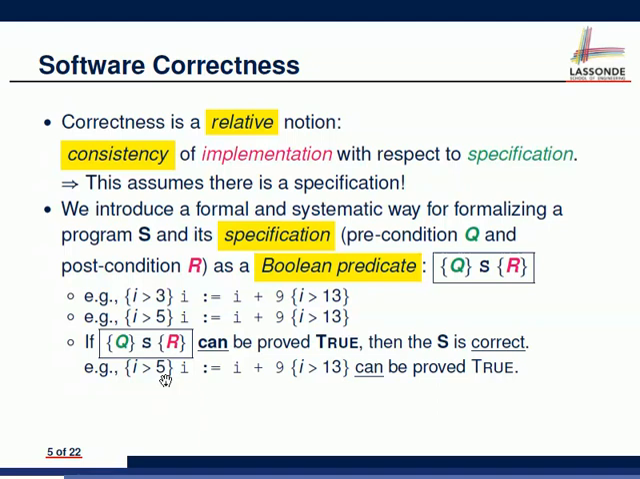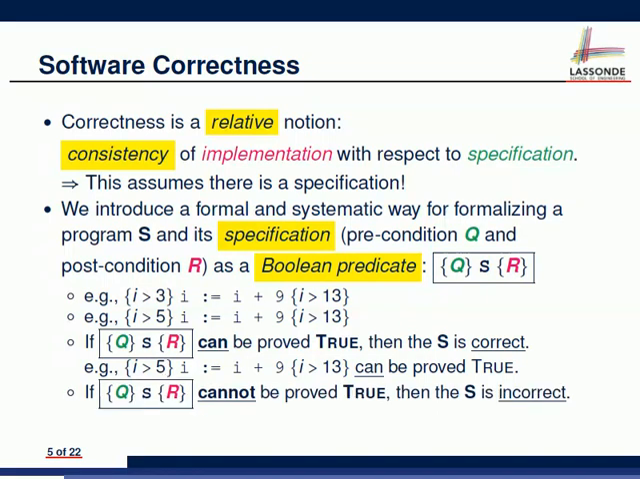So what we just talked about in the previous slide was just intuition, but we'll try to give you a more formal account. On the other hand, for this predicate here, where the precondition is i larger than 3, we'll show you that you simply cannot prove that this predicate is true. In that case, we can conclude the program that you translated this from is not correct.